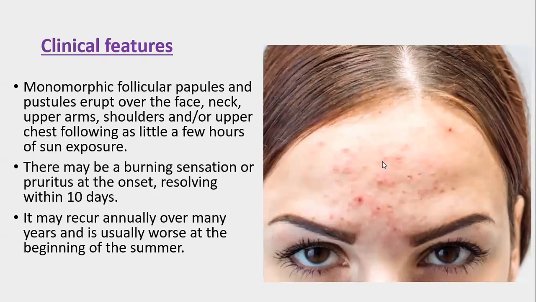Clinical features. It is characterized by monomorphic follicular papules and pustules over the face, neck, upper arm, shoulder, and upper chest, following a few hours of sun exposure. Symptoms are a burning sensation and pruritus at the onset, which resolves in 10 days. The condition recurs annually over many years and is usually worse at the beginning of summer.